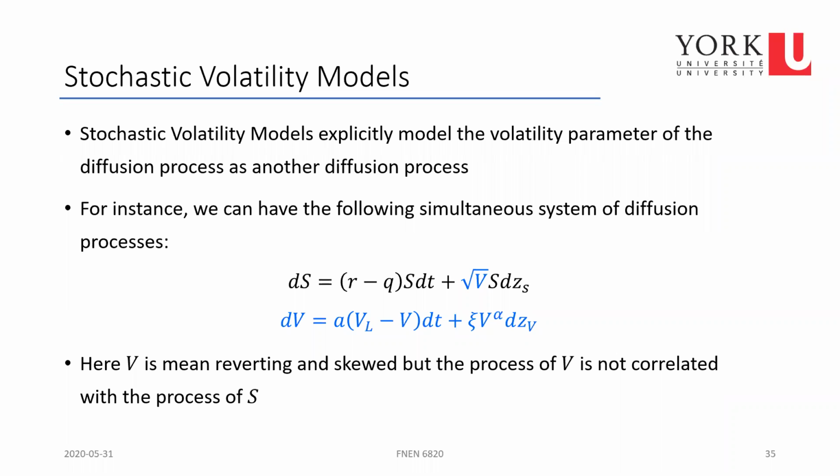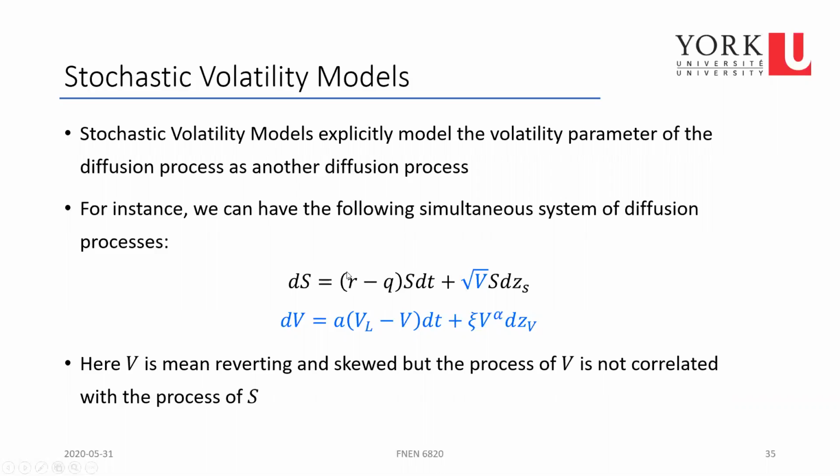Let's now take a look at the stochastic volatility models. Essentially, for those types of models, you have an explicit stochastic process for the volatility term here, the V basically. A typical process is that you have a stochastic process for the state variable of the stock price.